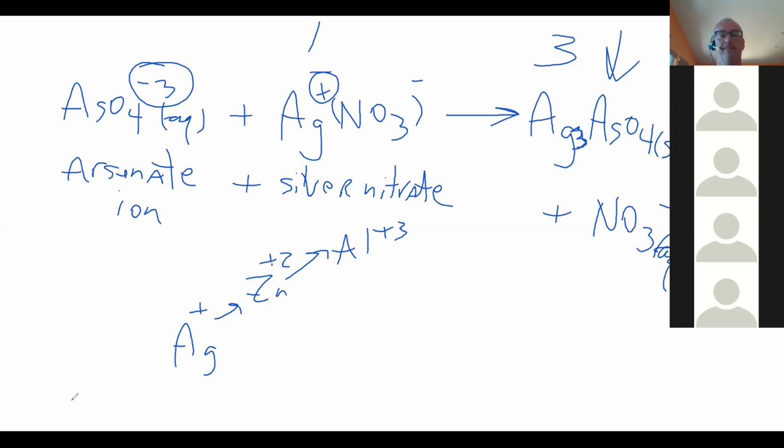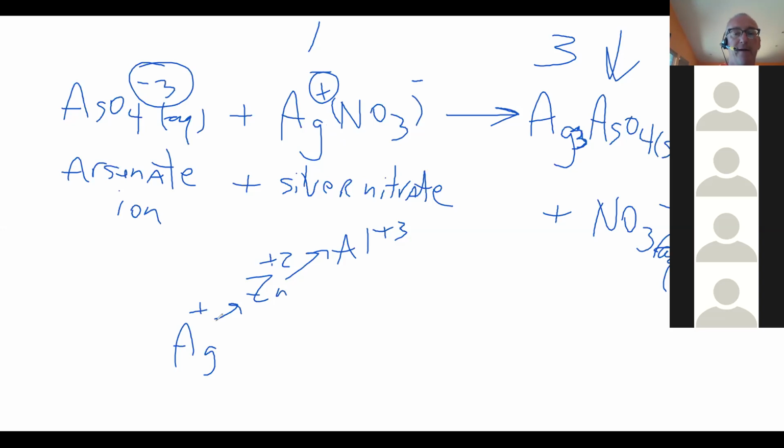Put 3 in front of the silver. Can you change the reactant? Sure, we can change the reactant, definitely. Where am I going to put the 3 though? I can't put a 3 there because that's not the formula for silver nitrate. So where am I going to put my 3? On the front of the silver nitrate. In front of the silver nitrate, exactly.